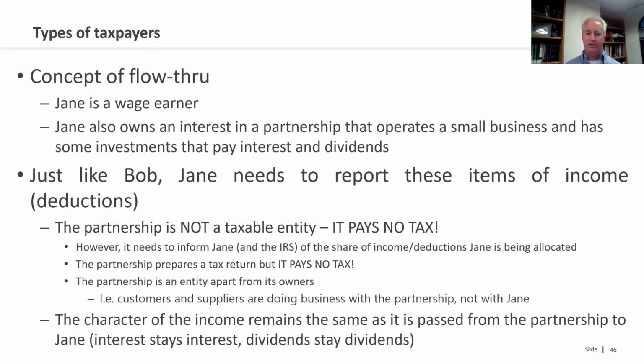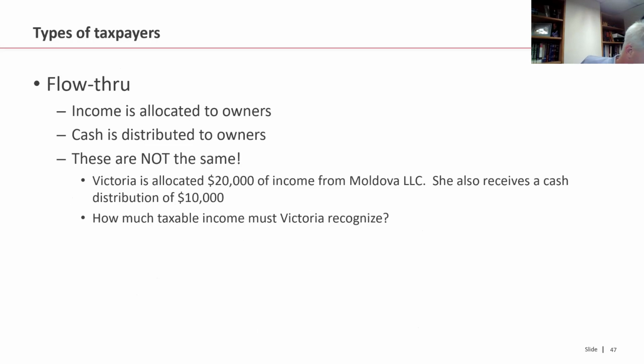Now, that's not to say that the partnership doesn't prepare tax returns. It does. But the purpose of those tax returns is, number one, to inform the IRS, and number two, to inform the partners of the partnership as to how much income they need to pick up on their individual tax returns. And the cool thing about flow-throughs is whatever the character of that income is in the partnership, it's going to stay the same as it goes down to the owner. So if Jane's partnership earns dividends, then Jane reports that as dividends. That's not true in the corporate form. But again, we're not going to spend a lot of time on corporations because this is about individual income taxes.